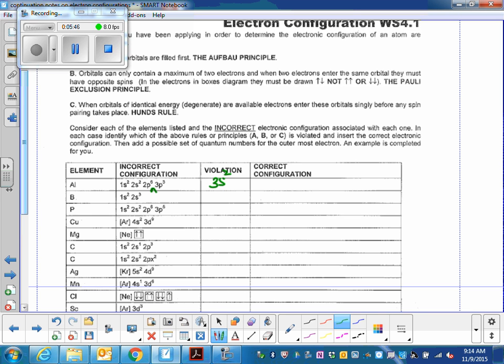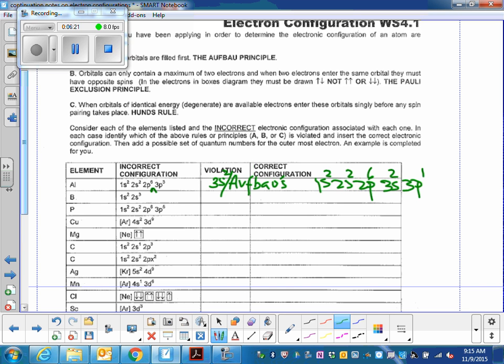You can't skip 3s2. So which rule is being violated here? If you don't fill 3s2 and you jump, the lower energy is not getting filled, and so you are violating the Aufbau rule. The violation is the Aufbau principle. And what is the correct electron configuration? 1s2, 2s2, 2p6, 3s2, 3p1. Is that correct?